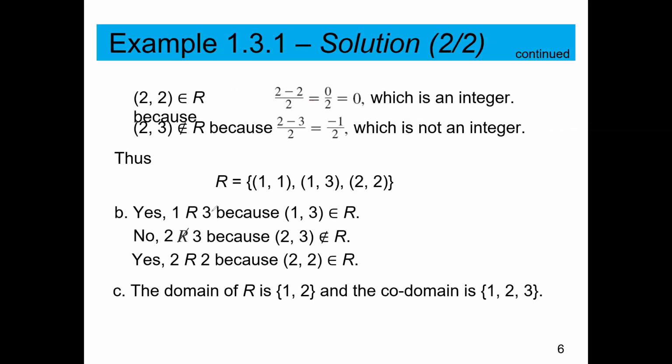Now, coming back, (1, 3) is in because 1 minus 3 is -2, divided by 2 is -1, so it's an integer. But (2, 3) is not, and (2, 2) is. You can even see our domain and codomain are here. All right, so I hope you're feeling good with that.